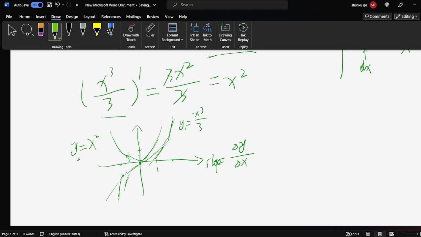So we know this graph is y equal x squared, and this graph is y equal x cubed over 3. So why do we get this? Because we take the derivative. How to take the derivative? From this graph, we take the slope at every point. For every point we take the slope to make the other graph, y equal x squared. So you know what the derivative is.